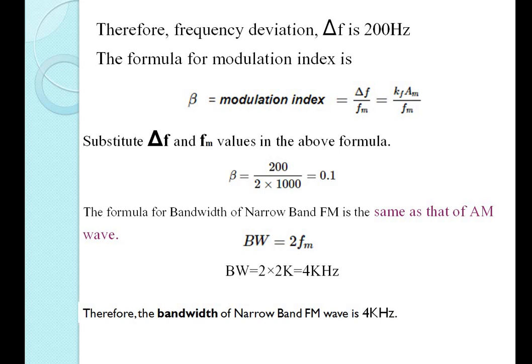If the formula for getting your bandwidth for beta less than 1, then the bandwidth BW is equal to 2 FM. Actually, this formula arises from a method called Carson's rule, where the transmission bandwidth of your frequency modulated signal will be twice the frequency of the modulating wave.